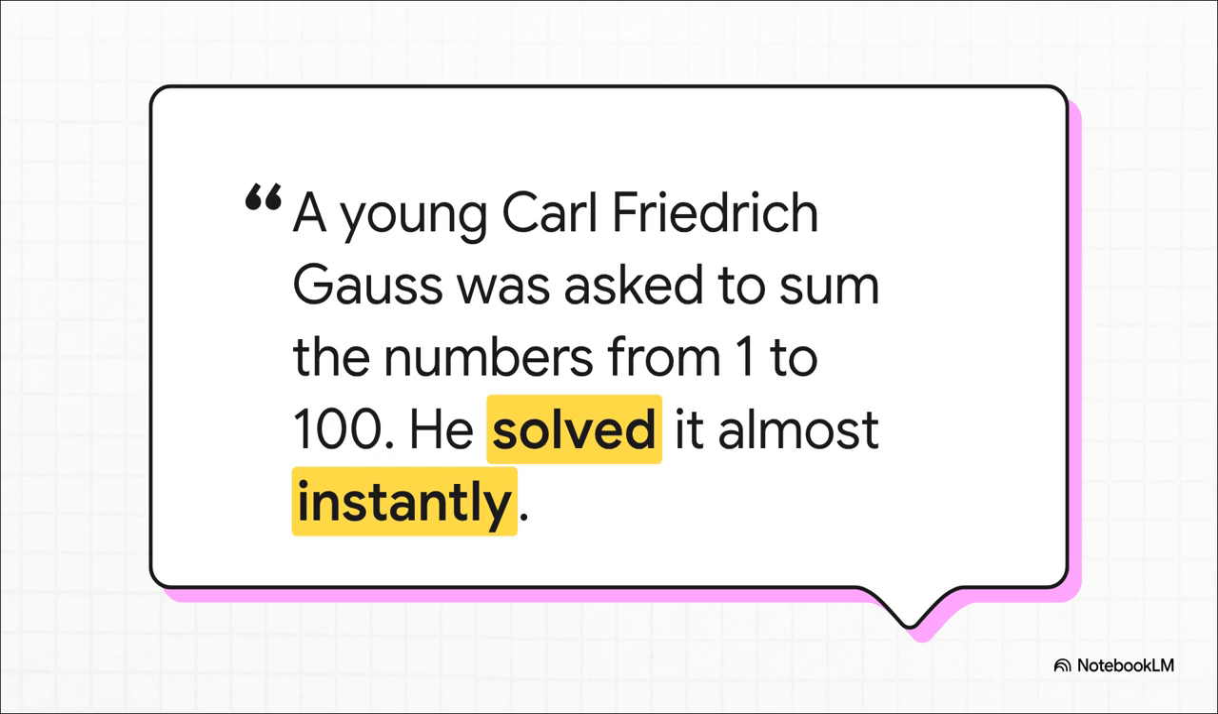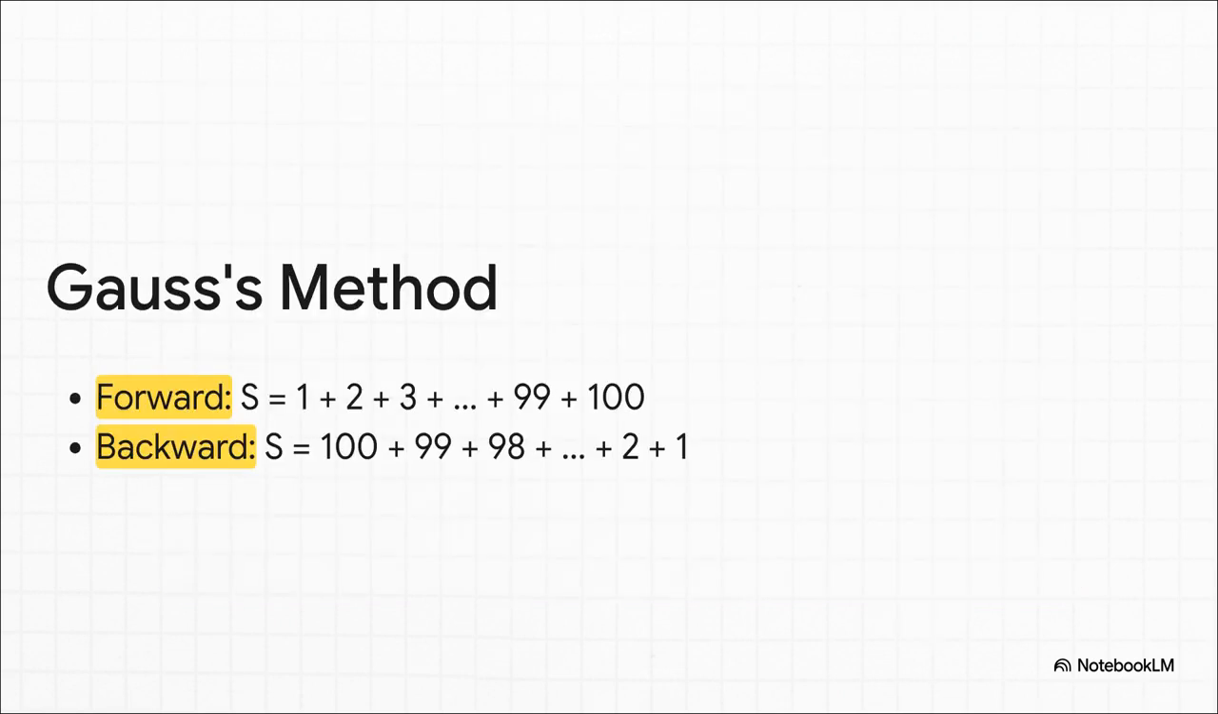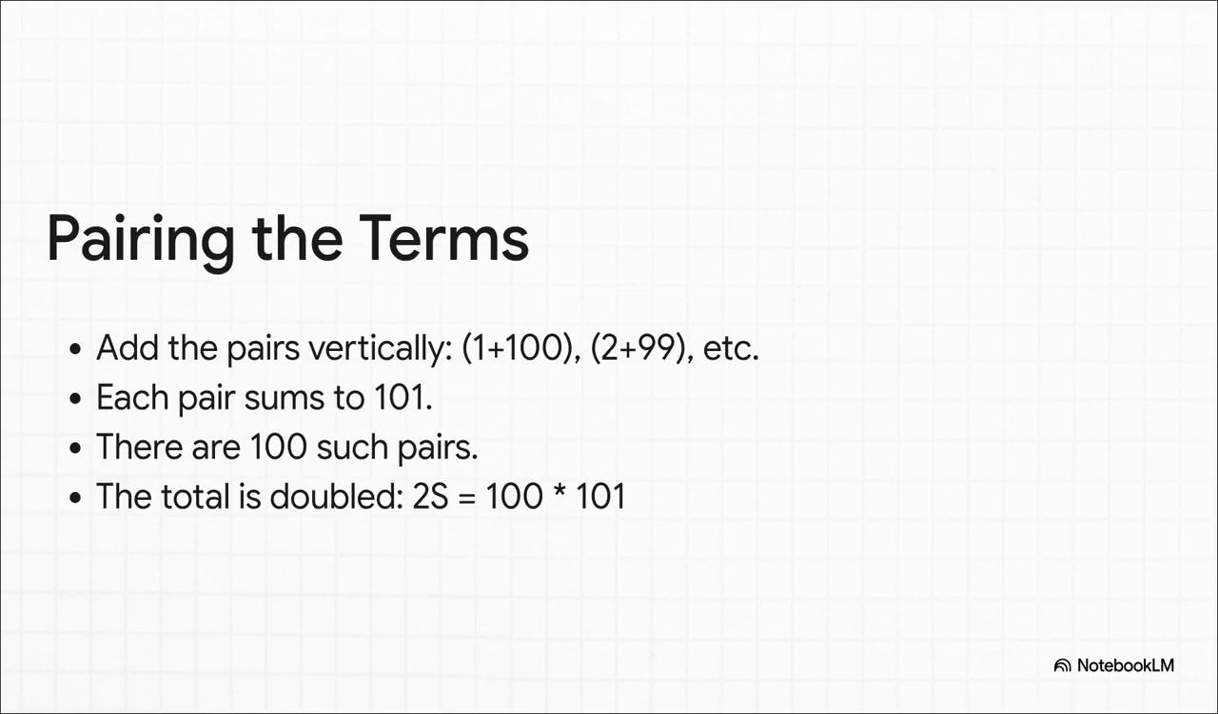So, how on earth did he do it? It's actually a beautifully simple idea. First, he just wrote down the list of numbers, 1 all the way to 100. Then, right underneath it, he wrote the exact same list, but backwards. And here's the brilliant part. He started adding the numbers in each column vertically. So, 1 plus 100, that's 101. Then 2 plus 99, also 101. 3 plus 98, you guessed it, 101. Every single pair added up to the exact same number, 101.